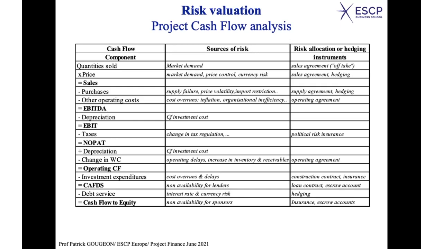Insurance for cash flow to equity, because it can be a solution if the non-availability of the money for sponsors is due to political issues. So you always find, the idea is once you have a risk factor, a source of risk, you try to find the way to handle it, okay? To mitigate it, to make sure that in the end, the final risk for the cash flow available for debt service or for the cash flow to equity will be reasonable and acceptable by those who are bringing the money, okay?